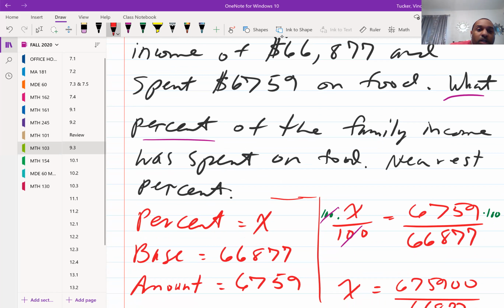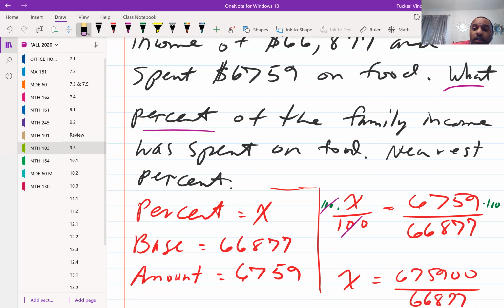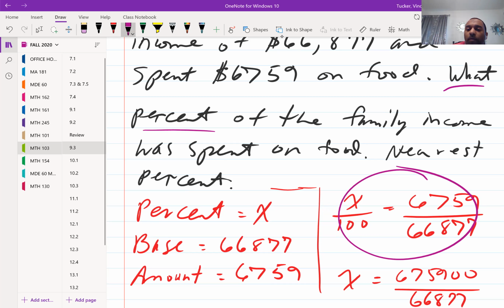So that's our given information right here, and they want to know what percent of the family income was spent on food. So as far as setting up the proportion, that's it right there. X over 100, remember we don't know the percent, so X over 100, and then the amount over base, or the part over the whole, part over total.